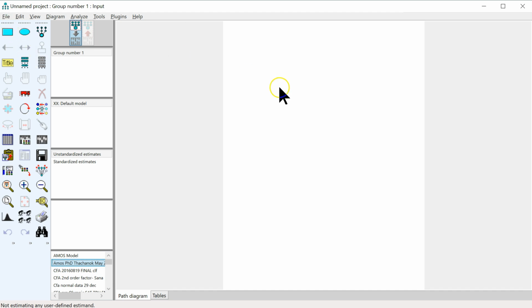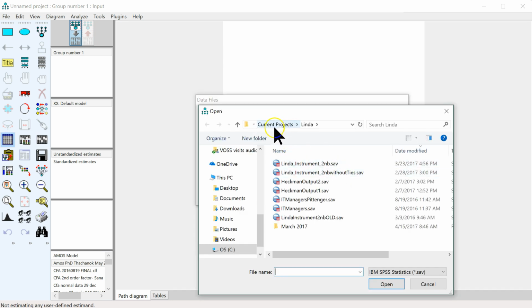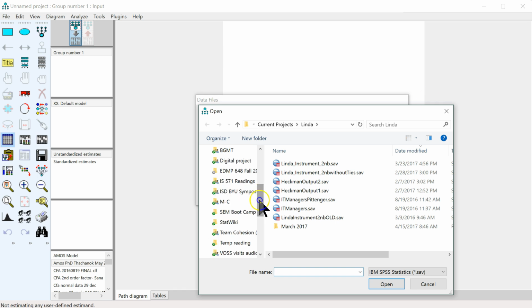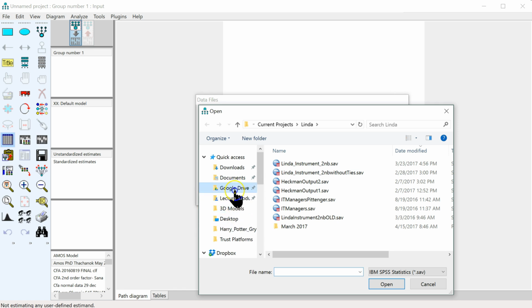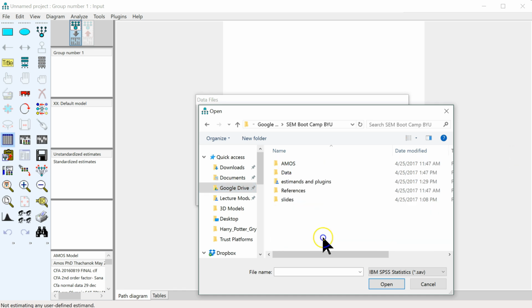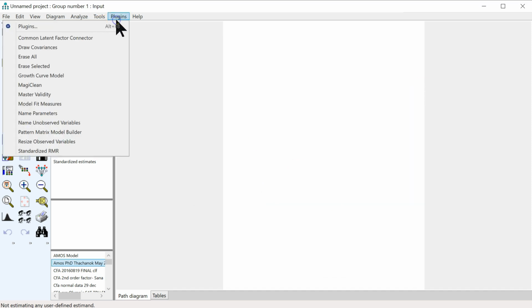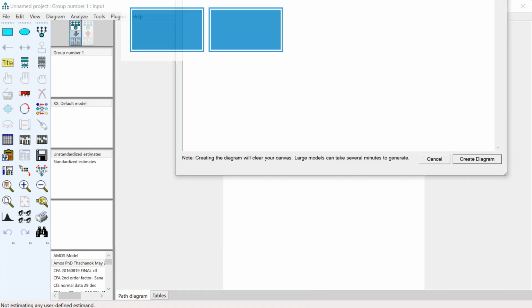File, new. I already have a new one here. Go load the data. Make sure it is, again, the saved data. And, nope, not that. Where did I put this stuff? This is in Google Drive, SEM Bootcamp, and data, and speed run. All right, hit OK. And plugins. Hopefully you have the pattern matrix builder. If not, go get it. I have a video for that. And let me pull this up here so you can see what's going on.